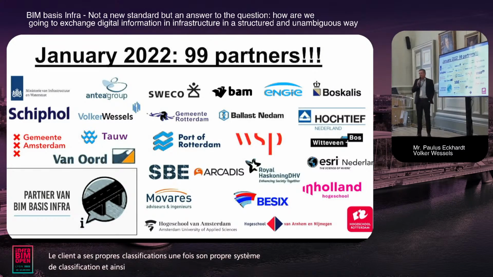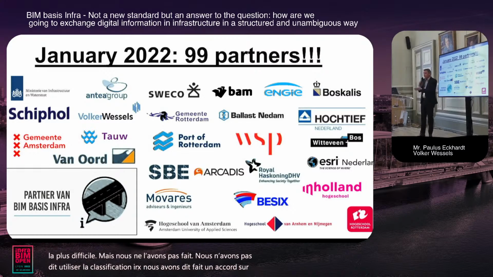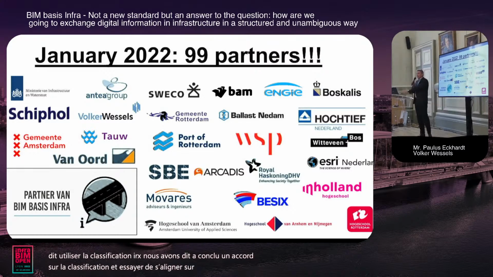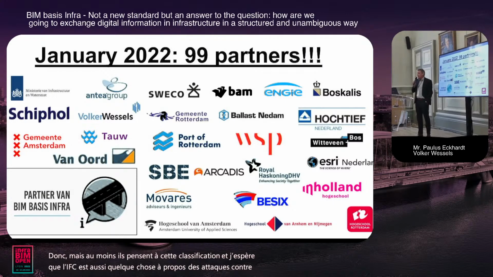And I understand. This is probably the most difficult part. So we didn't say use classification IRX. We said make an agreement on a classification and try to align with the classifications that are already there in the Netherlands, and that are the 3 ones I showed you. That's what we did, because it's too much now. It's not 2 A4s to create one classification. But at least we say think about this classification, and hopefully IFC is also something about taxonomy and use some kind of object type structure. But this is our biggest challenge.